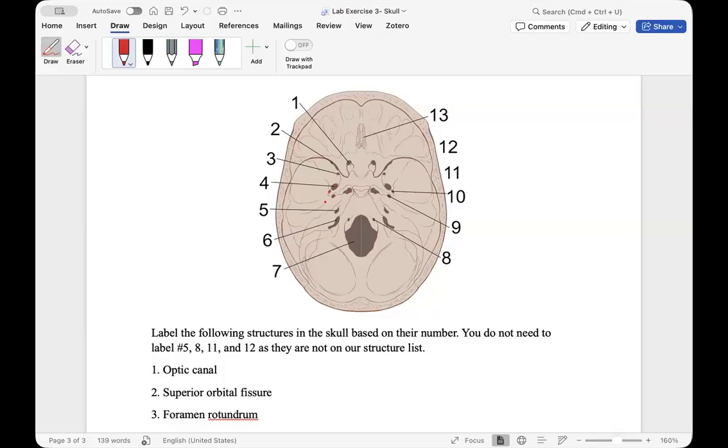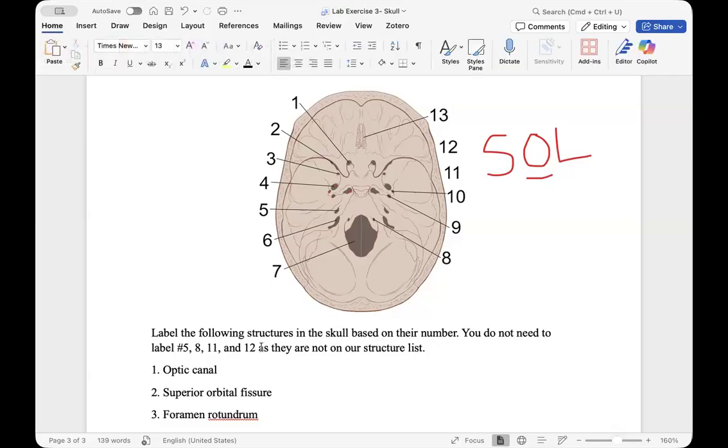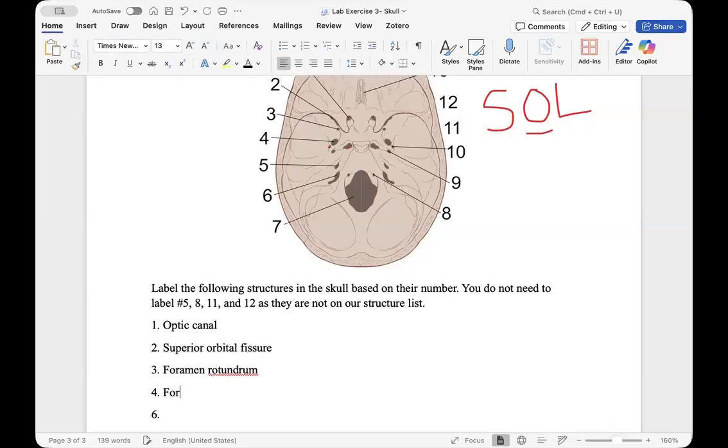If I go with the first letter of each name, it's S-O-L. And you can abbreviate that however you like as a mnemonic. But typically, if I find these 3 holes first, making that rainbow or arch shape, then I'm able to find the other ones in the skull as well. Number 4 is pointing to our middle one here, foramen ovale. So I'll go ahead and type that. Number 4 is foramen ovale.